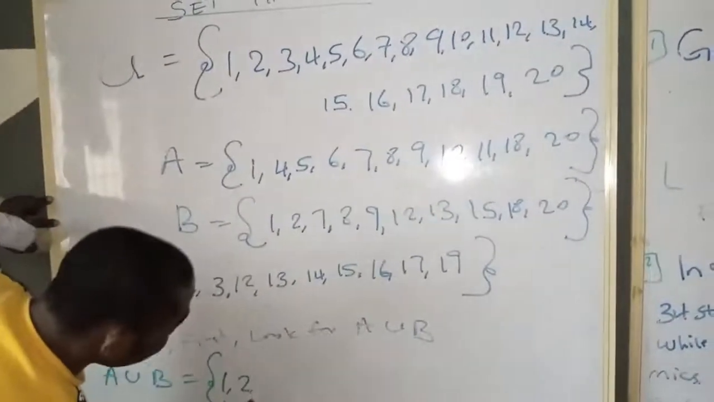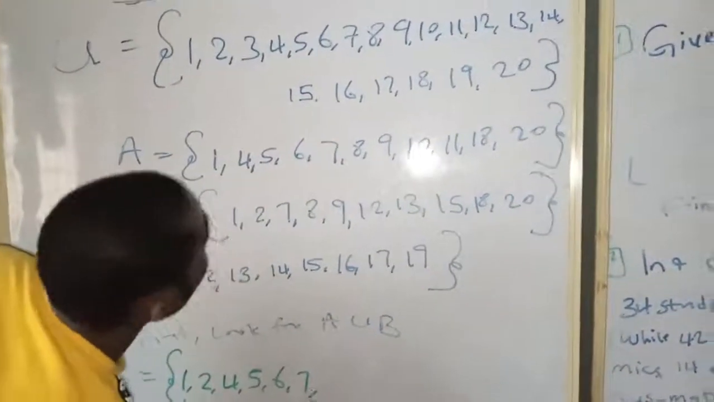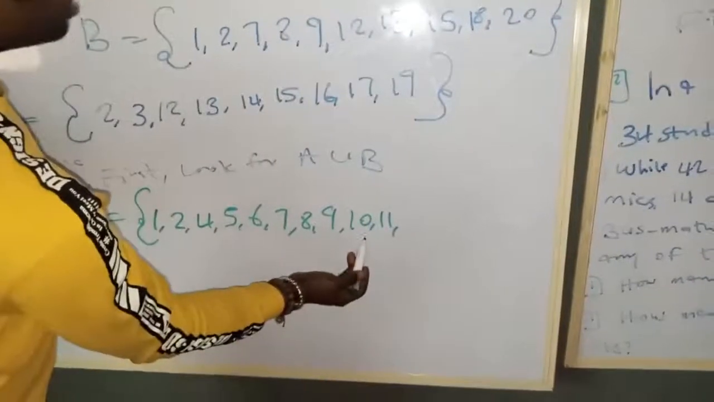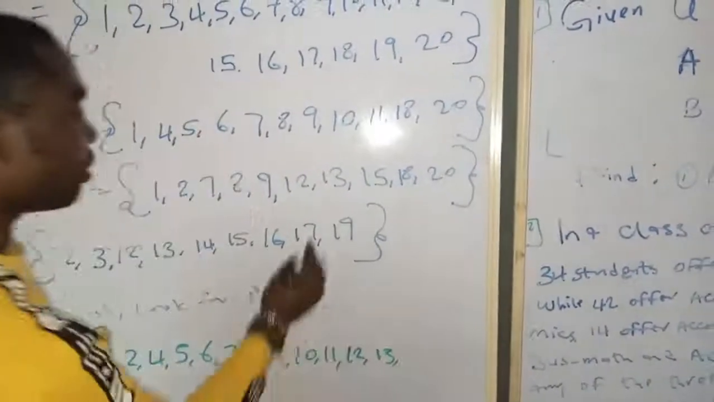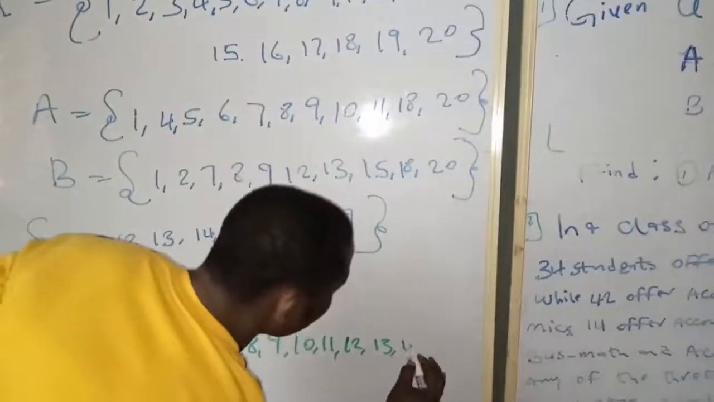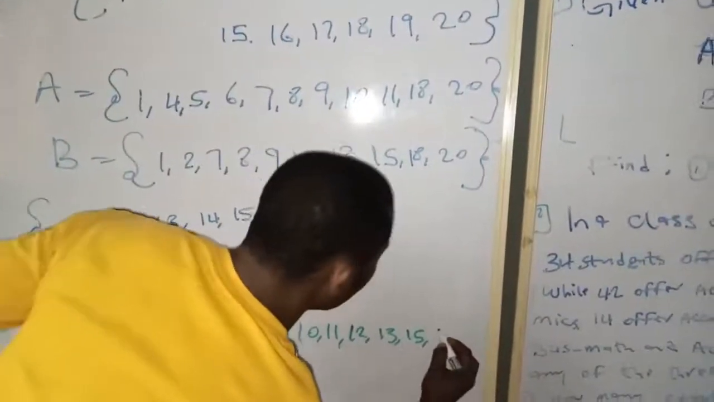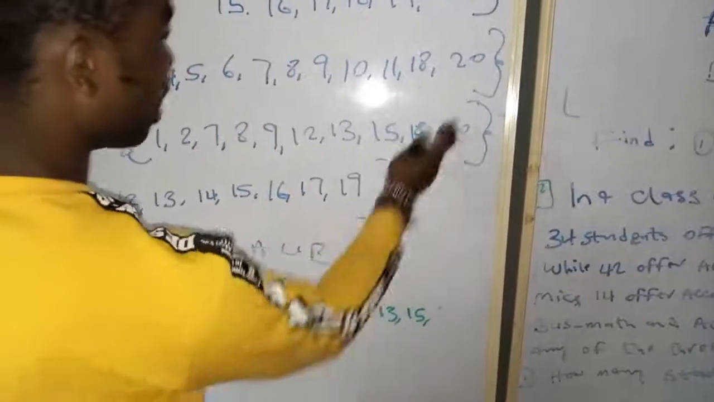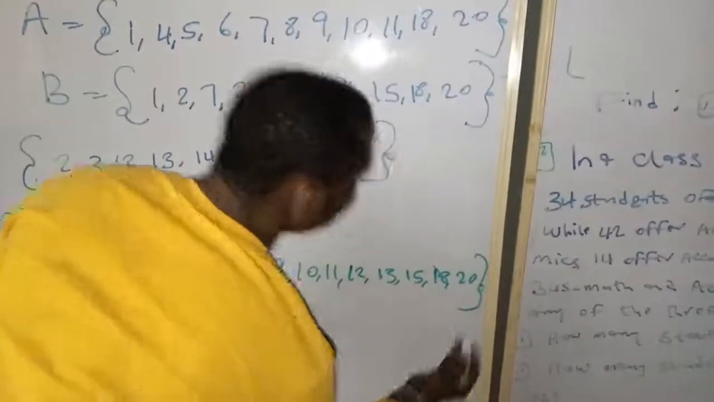Now A union B: we have 1, we have 2 here. There is no 3 in both, so we have 4, 5, 6, 7, 8, 9, 10, 11, 12, 13. Is there 14? There is no 14. There is 15. There is no 16, there is no 17. We have 18 and 20. That is A union B.